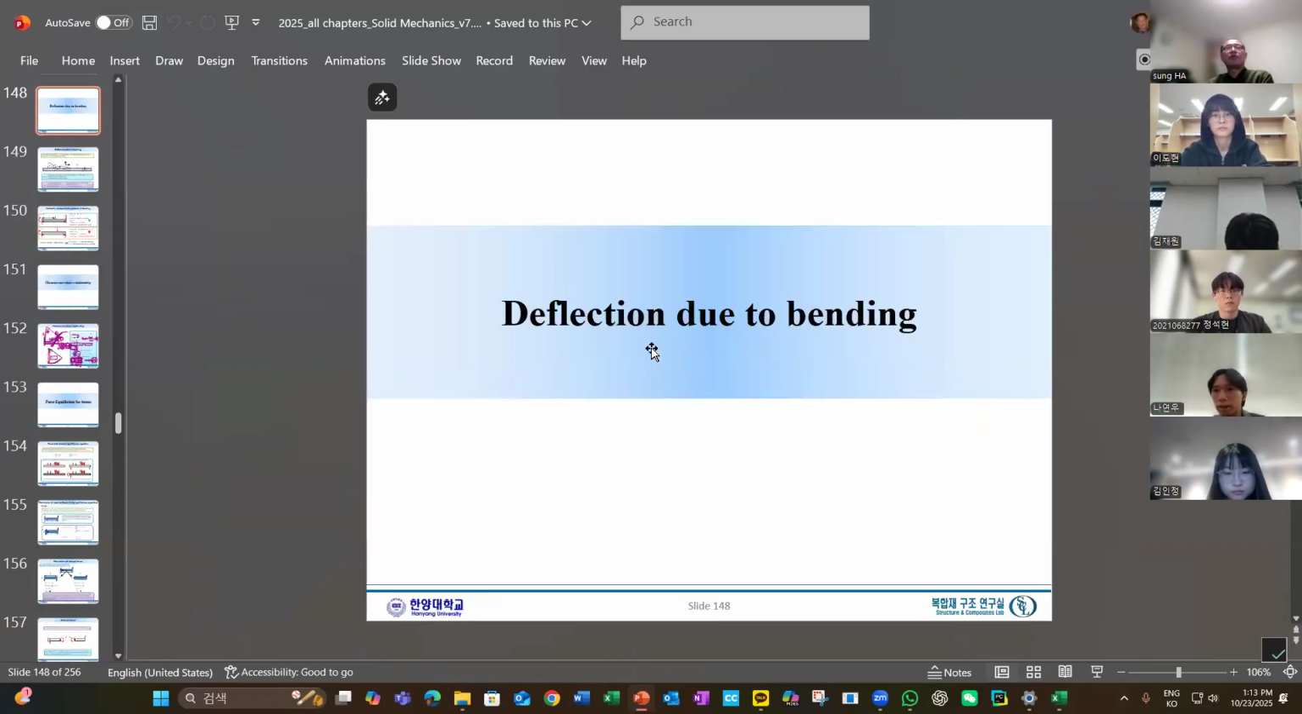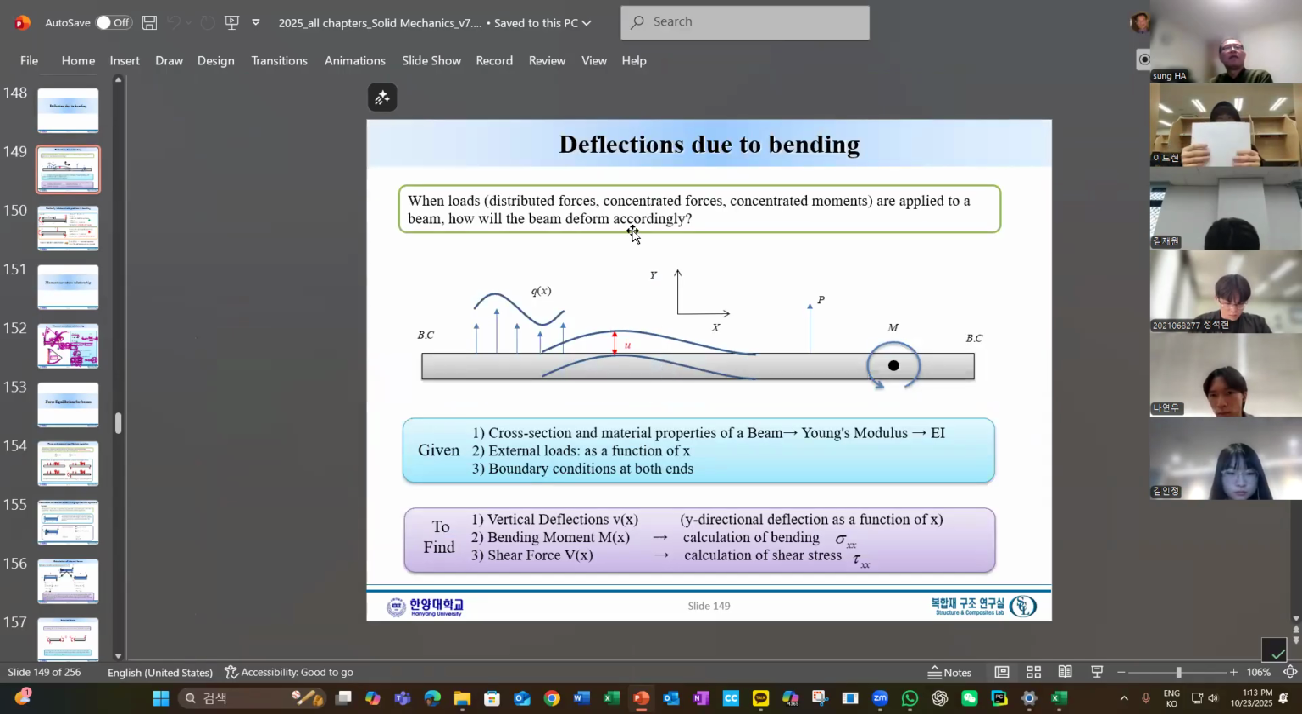So, deflection due to bending. We are learning about the deflection of the beam due to bending load. So we will study how to calculate the deflection due to bending. We already slightly reviewed this problem statement, but let's do it again. This is a deflection due to bending.